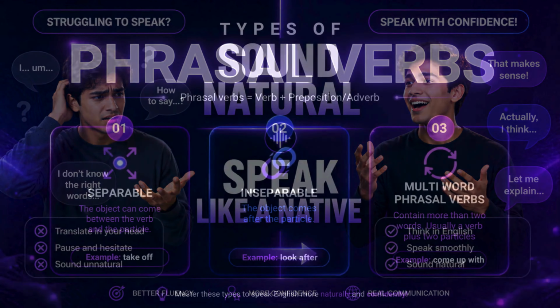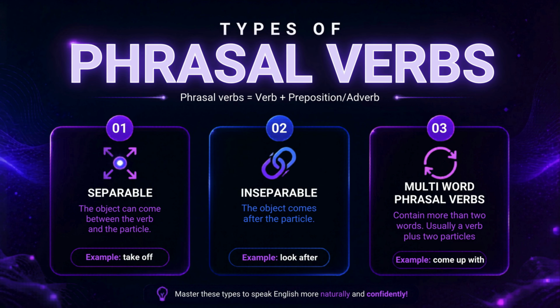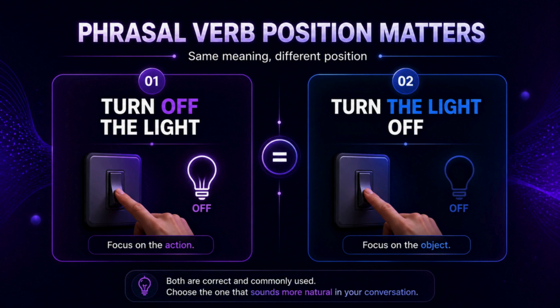Now let us understand the types of phrasal verbs. This is very important for correct usage. There are mainly three types: separable phrasal verbs, inseparable phrasal verbs, and multi-word phrasal verbs. First, separable phrasal verbs. In these phrasal verbs, the verb and the second word can be separated. For example, turn off. You can say, turn off the light, or turn the light off. Both are correct. So, the object can come in between.